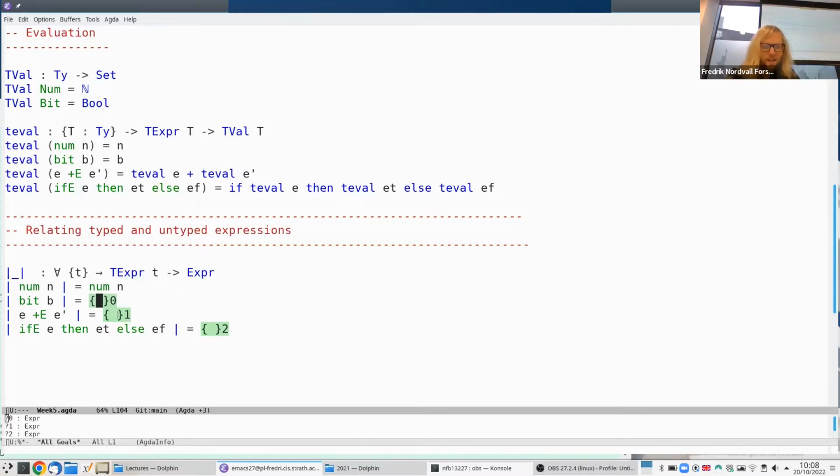Okay. So I'm going to say that the typed num I map to the untyped num, the typed bit I map to the untyped bit. And then if I have a plus, I want to map this to an untyped plus, where I just continue erasing E and E prime. And here's a stupid technical thing. I probably shouldn't have used these bars for erasure, but it looks nice. But you can't just type a bar because that's the with bar, right? So this is really a backslash bar, just to make Connor happy.